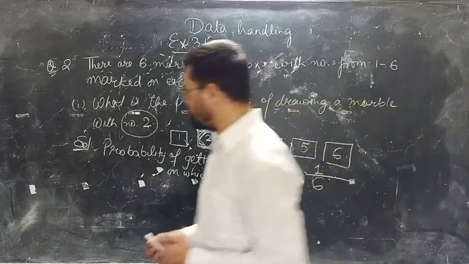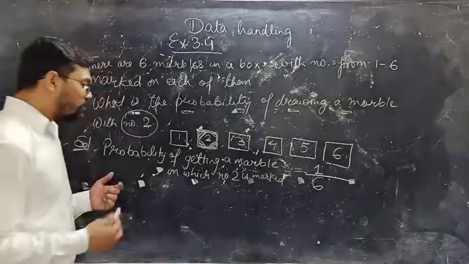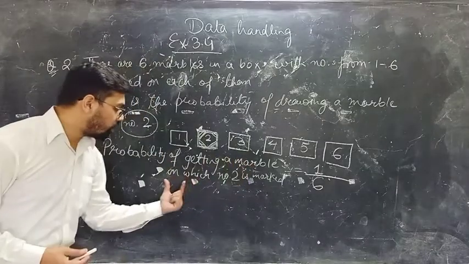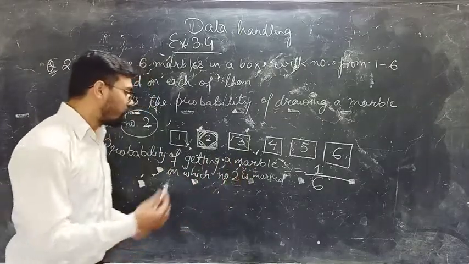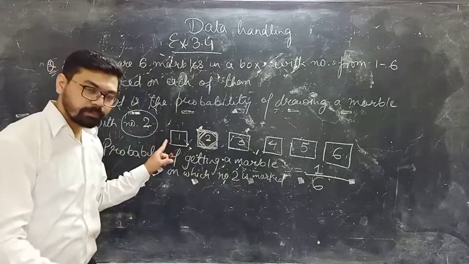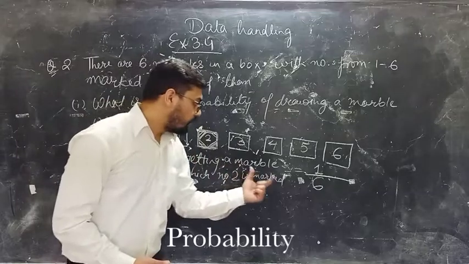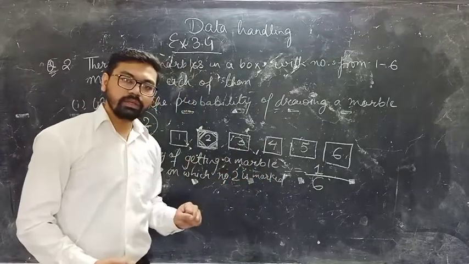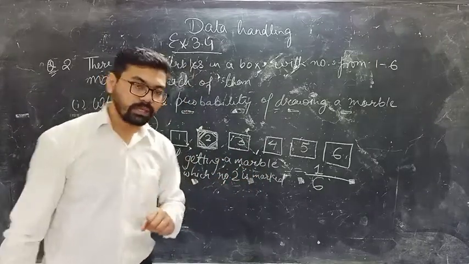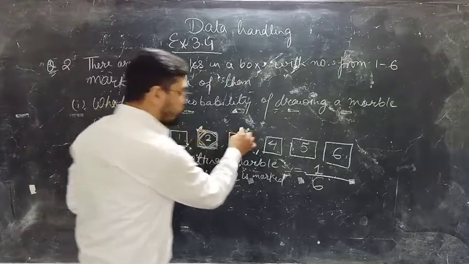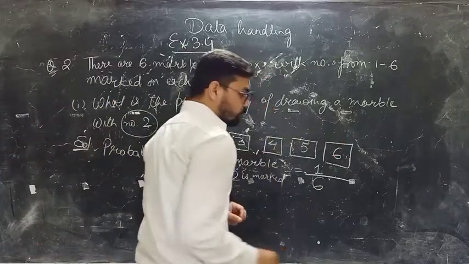Similarly, if the question says, what is the probability of getting a marble on which number 1 is marked? Again, the answer is 1 by 6. If the question says probability of getting a marble on which 4 is marked, again the answer is 1 by 6. The reason is total number of outcomes are 6.